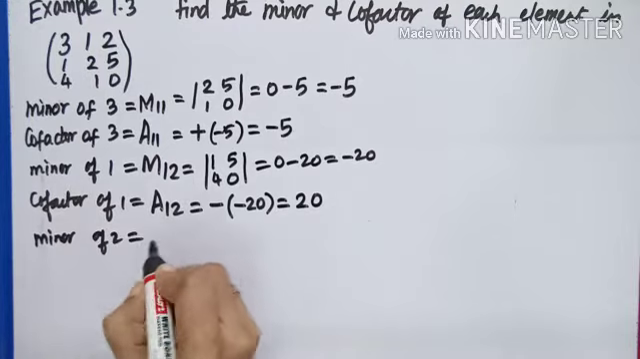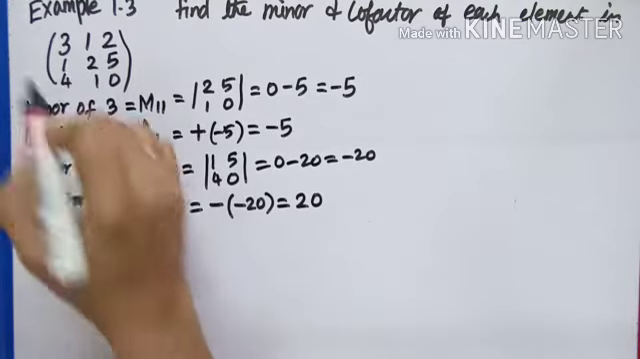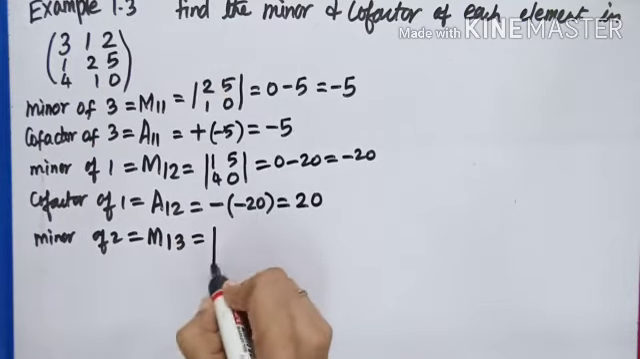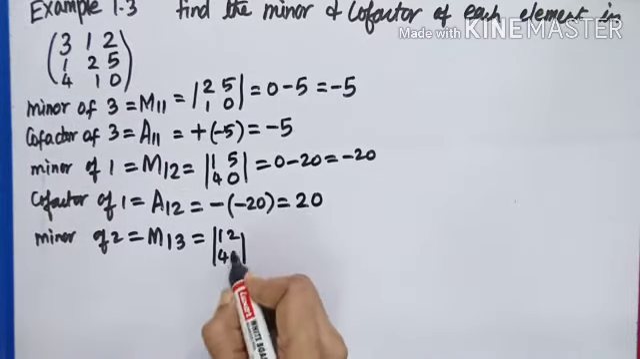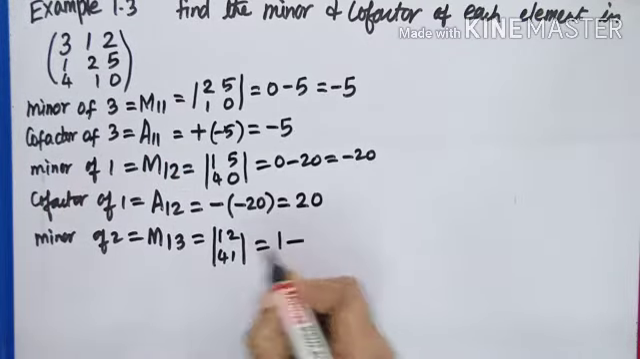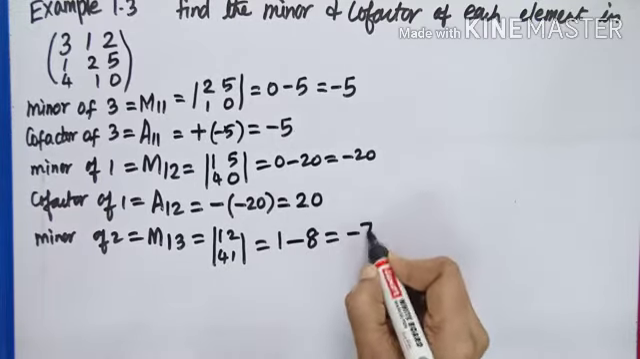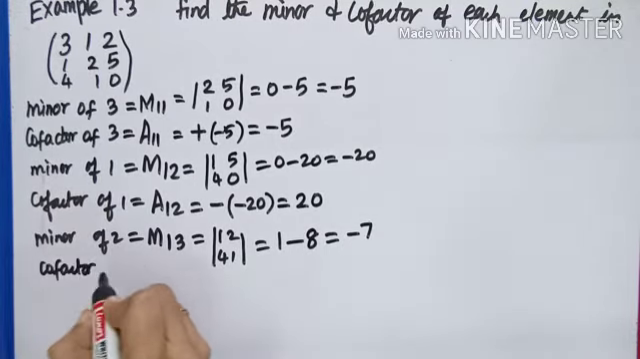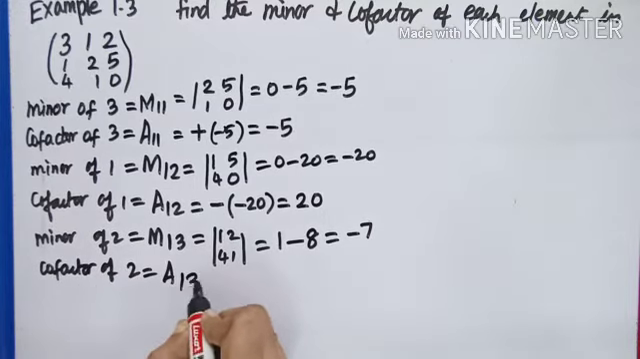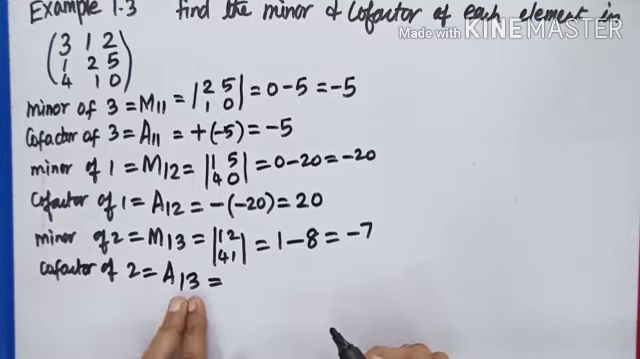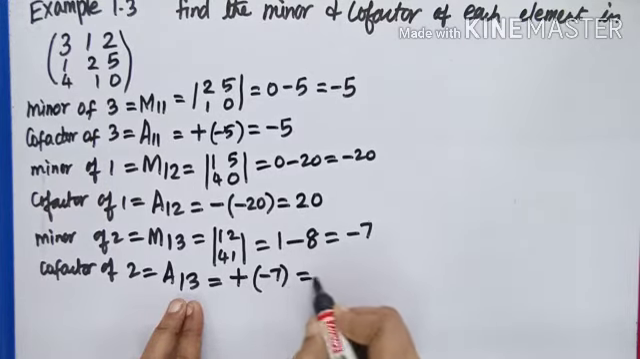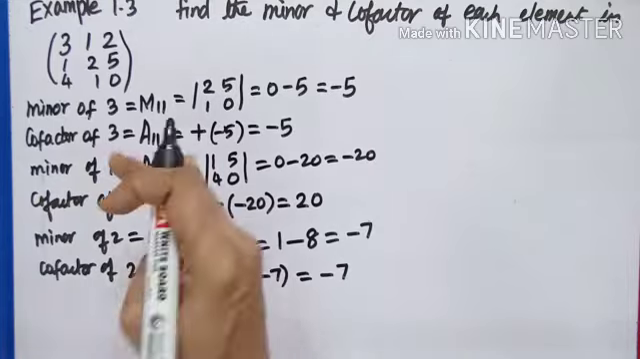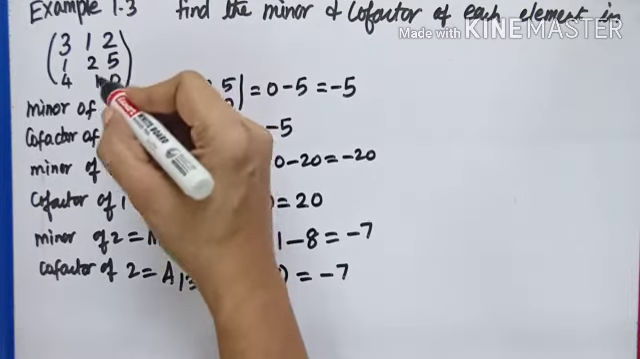Minor of 2, I call it M13. First row, third column. Hide the first row and third column. 1, 2, 4, 1. Multiply 1 and 1, multiply these two, 8. 1 minus 8 is minus 7. When I come to the cofactor of 2, it is A13. 1 plus 3 is 4, an even number. An even number tells me positive. Plus of this answer, minus 7. So it is minus 7.